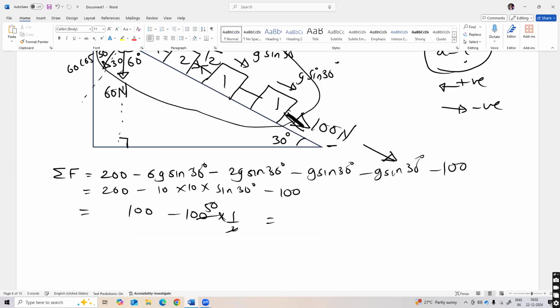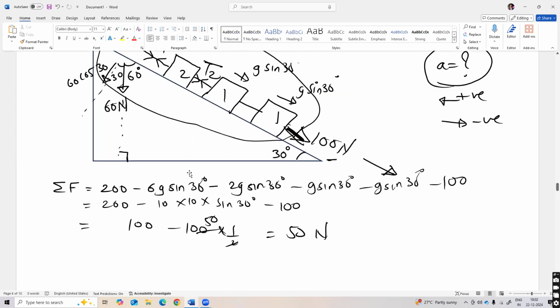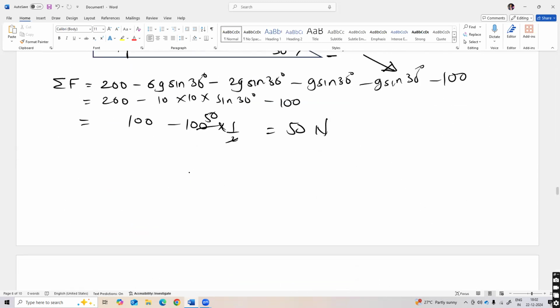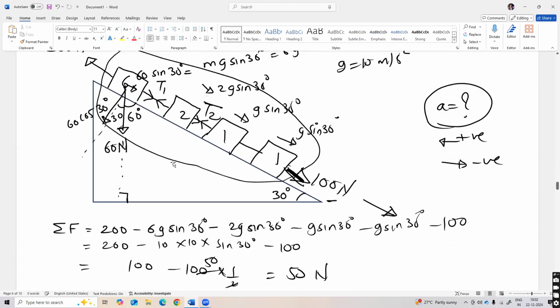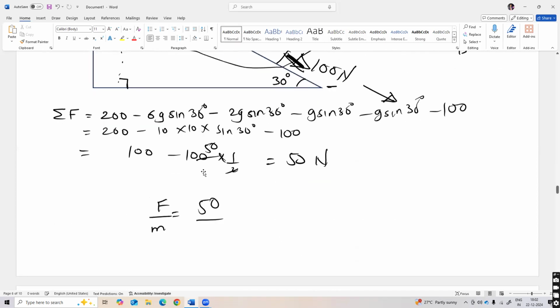So the net force acting in the left direction is equal to 50 Newton. From that we can find the acceleration in this direction. It will be equal to 50, that is force, upon mass. Here the net mass is equal to 6 plus 2 plus 1 plus 1, that is equal to 10 kg. So we got the net mass equal to 10 kg.